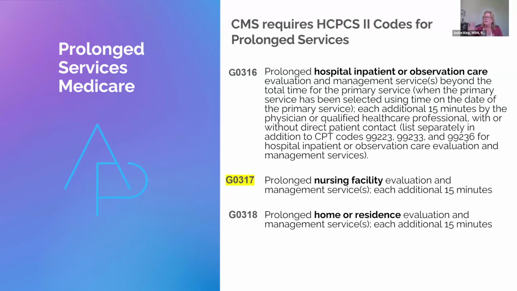So here's what I have. G0316 is if you do a prolonged service hospital or observation E&M. Your G0317 is what we're talking about, a nursing facility. And remember, when a patient is in your critical access hospital swing bed, you are using nursing facility E&M codes. Do not use inpatient E&M codes, okay? And the G0318 is home or residence E&M codes.